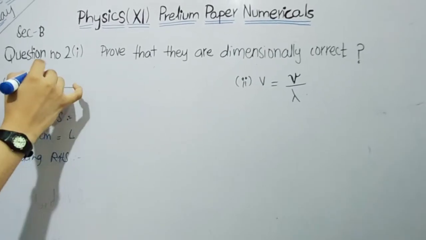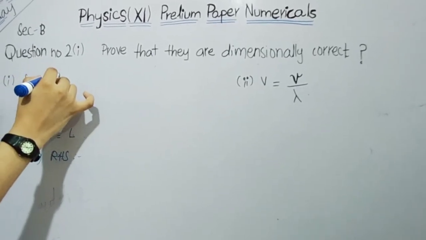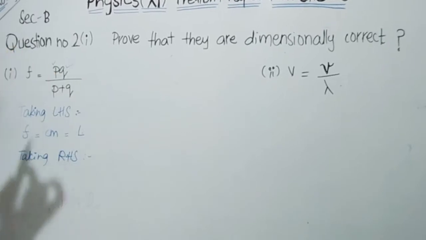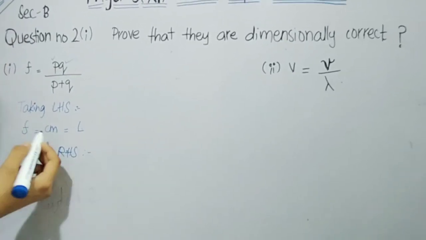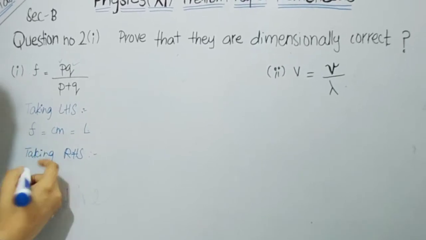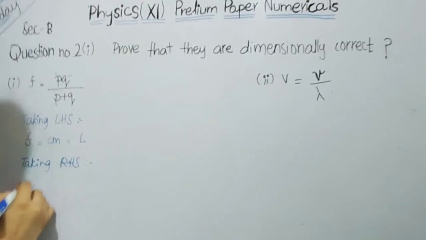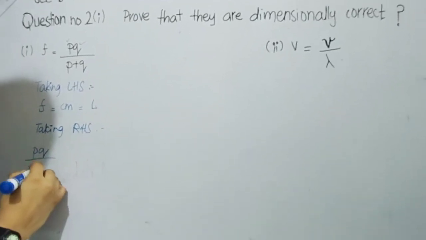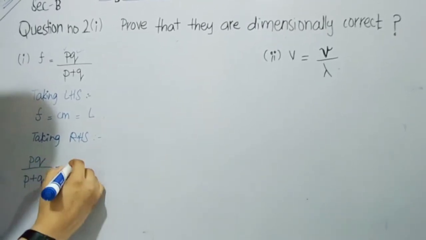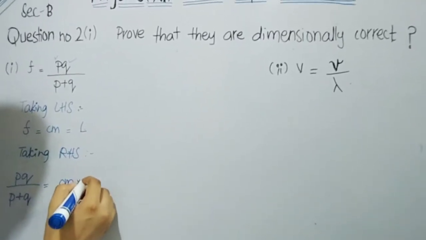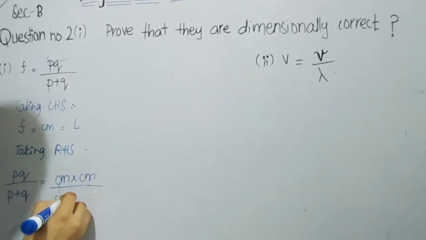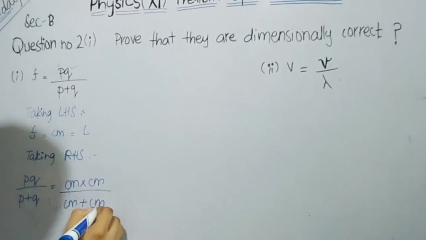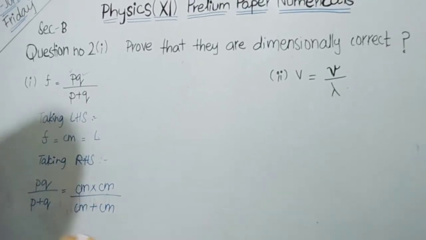Now P, we know P stands for object distance and Q stands for image distance. Now distance is always measured in centimeter or meter. Here we took F in centimeters, so we're also going to take them in centimeter. So we're going to write PQ upon P plus Q. P is centimeter and Q, that is image distance, is also centimeter, divided by P, which is again centimeter, plus centimeter. You can solve it either with meter or with centimeter.